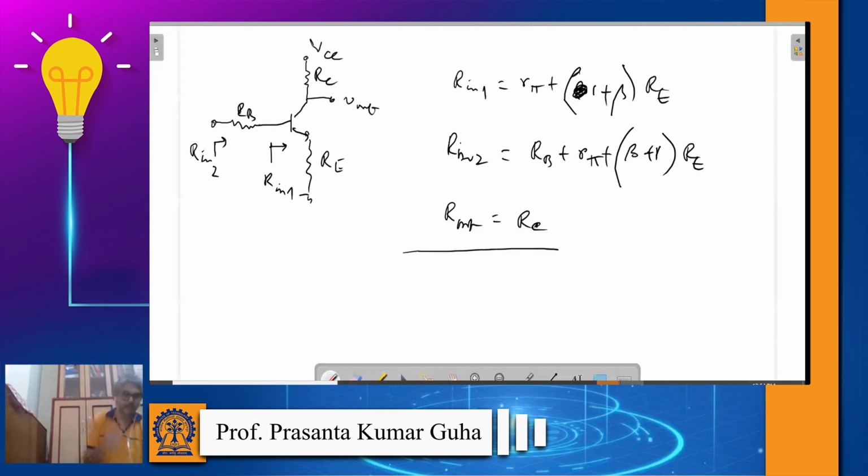Of course we are not considering R naught here, right? So here we will stop the class today. In the next class I will consider the biasing. I haven't considered the biasing yet, right? So we will add single resistor biasing and voltage divider biasing, and we'll see how those change the gain.